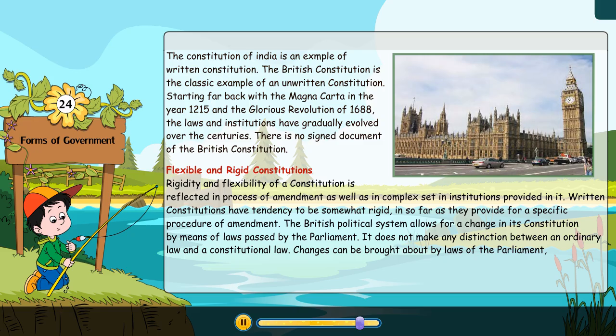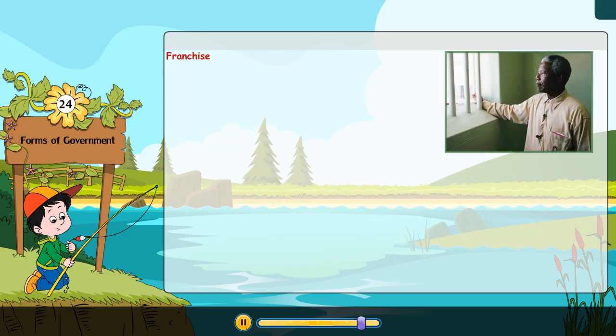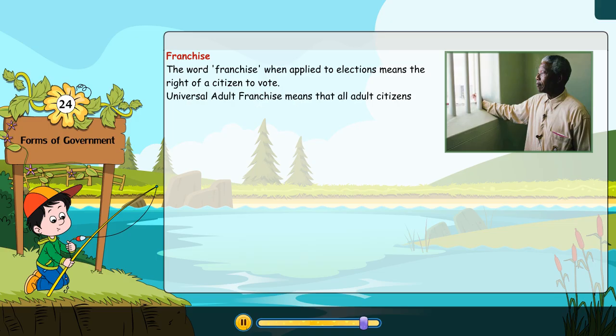Franchise. The word franchise, when applied to elections, means the right of a citizen to vote. Universal adult franchise means that all adult citizens have a right to the franchise. The vote enables citizens to choose the persons who will represent them in the state assemblies at elections which are held for this purpose.